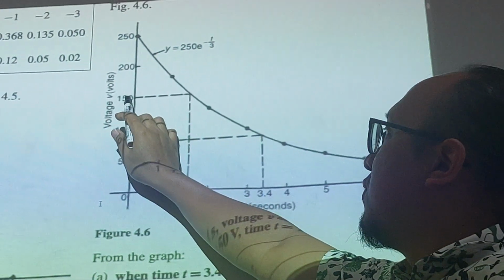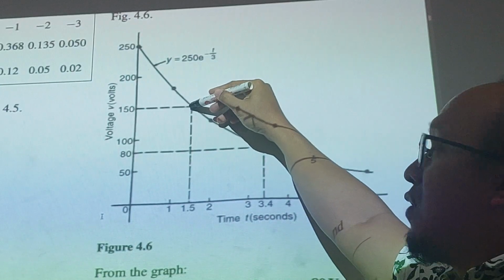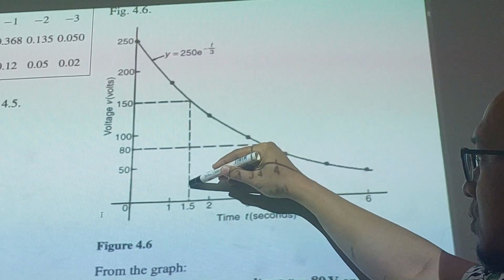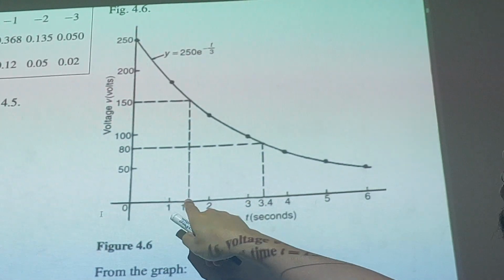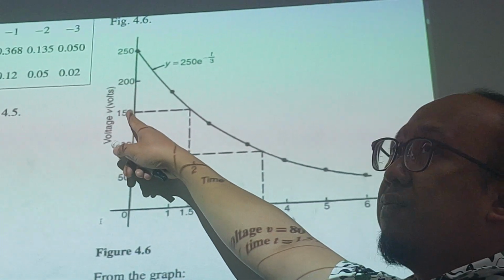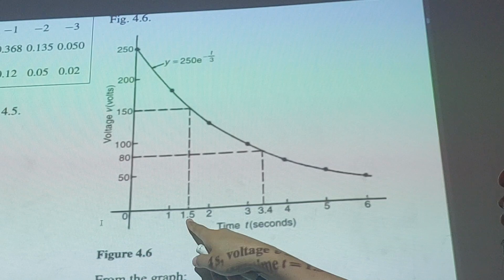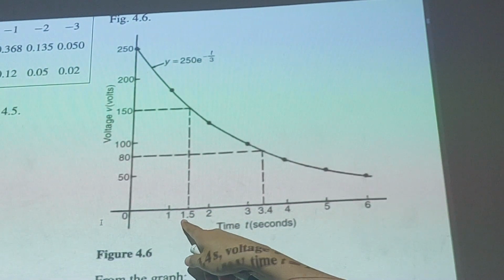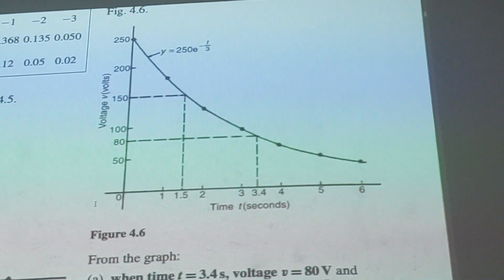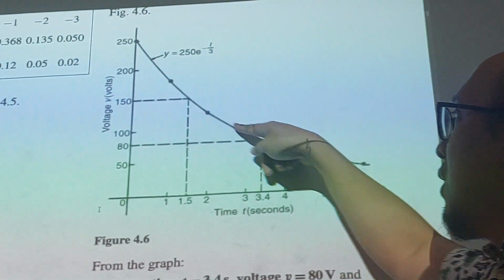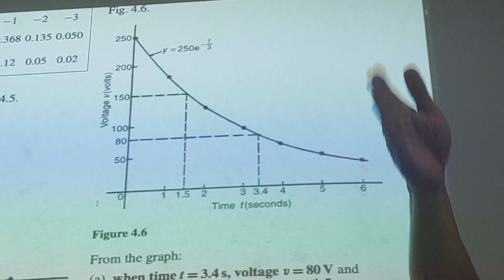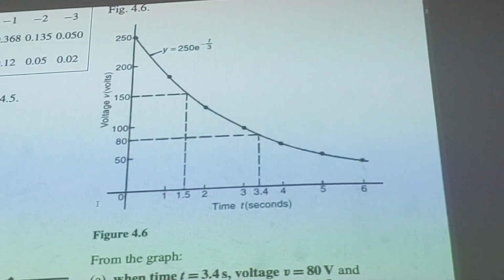This is voltage 150. So you draw the horizontal line until contact with the curve. After that, you draw a vertical line. So you will get the time for 150 volts. The time was equal to approximately 1.5 seconds. So if you know the equation of this curve, you can predict all the values you want to know.